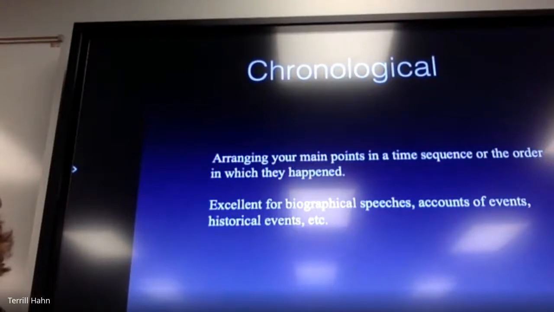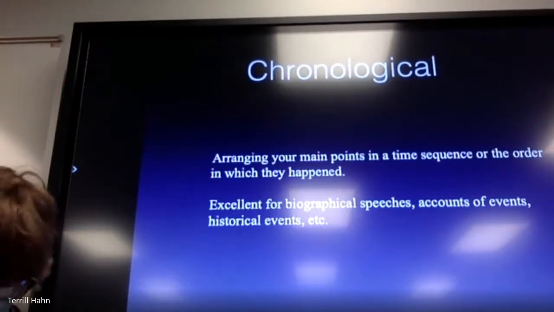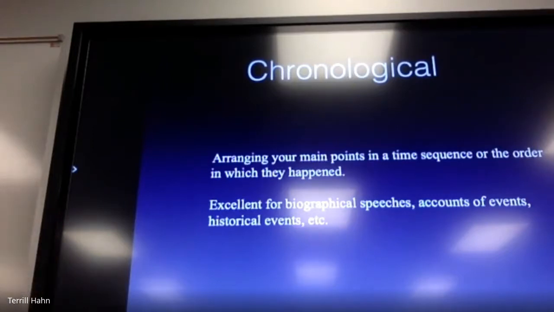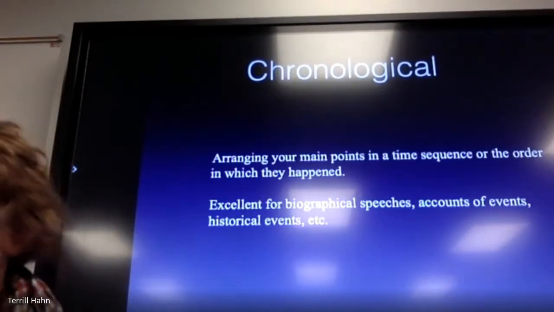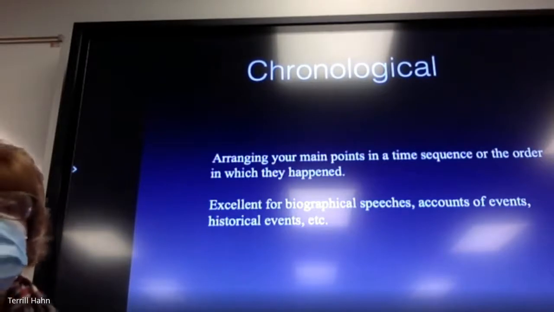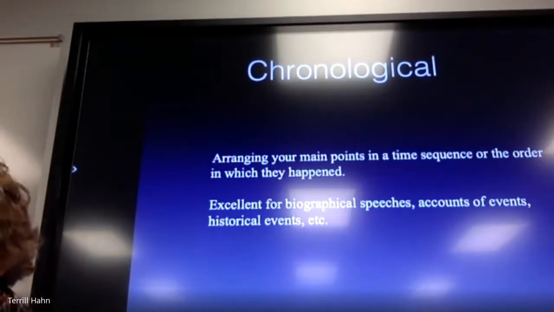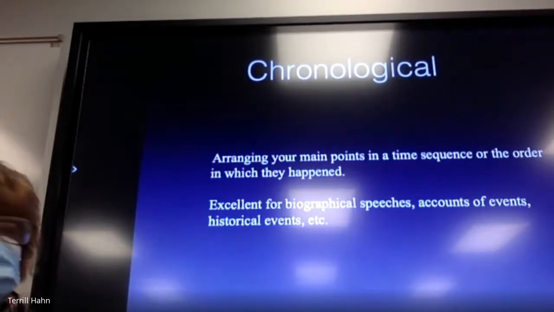It could be, I'm thinking, maybe the history of movies. You're really into movies or special effects, and you could do a chronological speech, do it in a time frame. This is what developed first, the early special effects, and then here's the middle ground, and here's the next big step in special effects. That would be chronological.